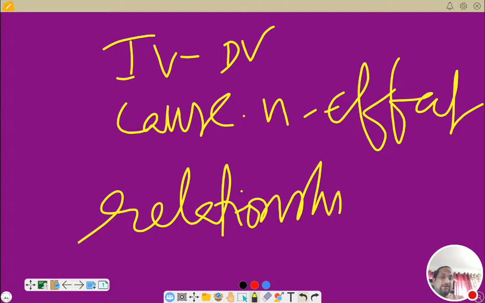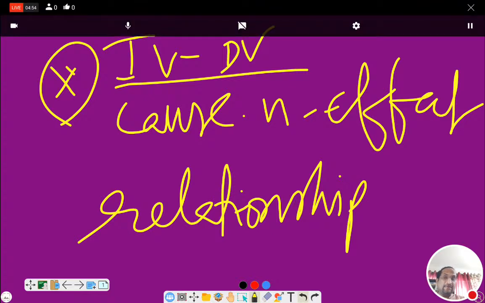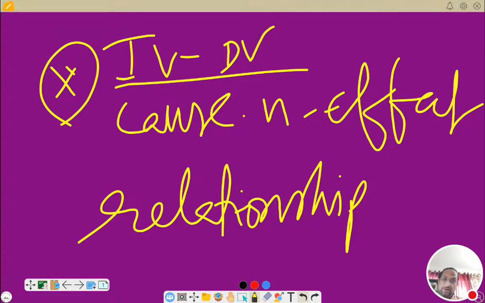And you must understand, if you have to realize the significance of IV-DV cause and effect relationship, you must know that most of the psychological research are unable to provide this IV-DV cause and effect relationship. You know what is the reason? Because most of the research design in psychology or any of the social sciences are of ex post facto nature. We'll see what is ex post facto in a few minutes.